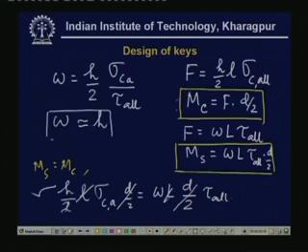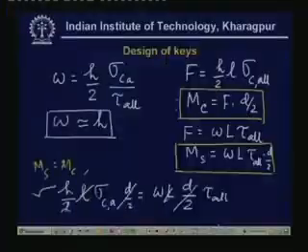So this is again the square key. So in the square key, of course, we have approximately the strengths equal against crushing and shear. Now how to design the length? This length can be designed from the strength considerations of the shaft as well as the key.